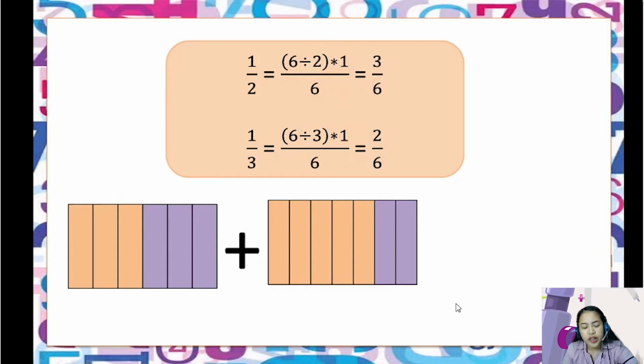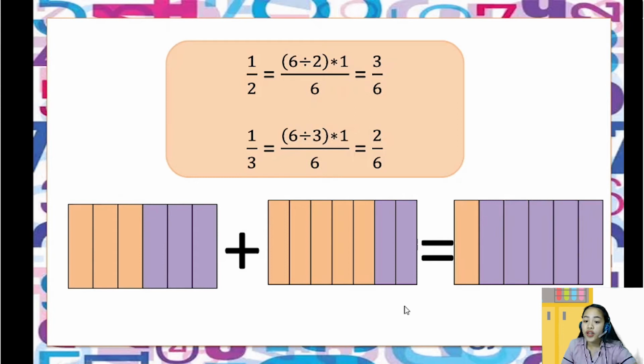So, paano ba yan? Anong sagot? May sagot na ba kayo? Huwag malilito ha. Siguro may magsasagot sa inyo, 5 over 12. Pinag-add nyo yung 3 plus 2, tapos 6 plus 6. Mali yun, okay? Kapag parehas na po sila ng denominator, just copy it. So, yung numerator lang yung i-add natin. So, 3 plus 2 is equal to 5 over 6. Okay? 5 over 6. 6 pa rin yung hati.